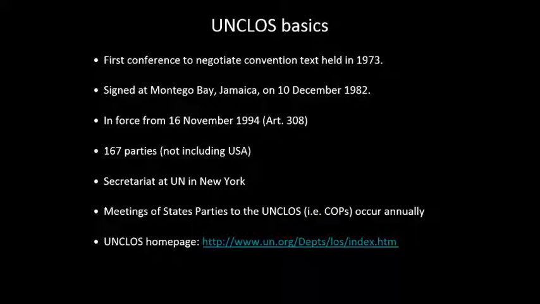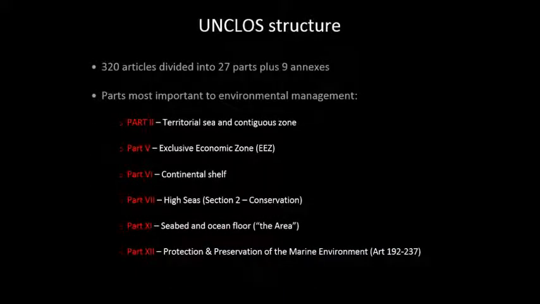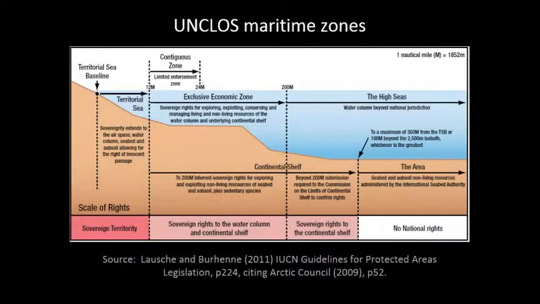Australia's a signatory. Virtually every country in the world other than the US that has a coastline is a party to, sorry, to UNCLOS. So UNCLOS is really big. It's got 320 articles plus 9 annexes. The most important for environmental management are basically those ones I've summarised there. You don't need to worry about them.